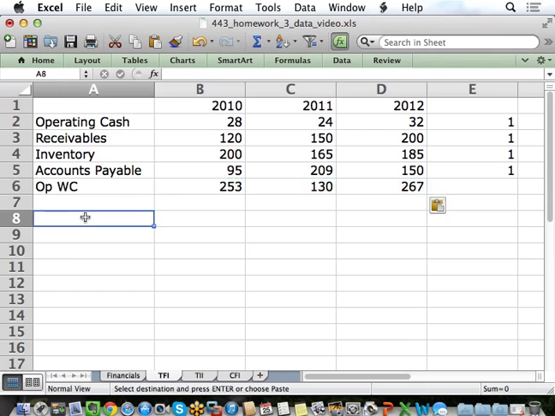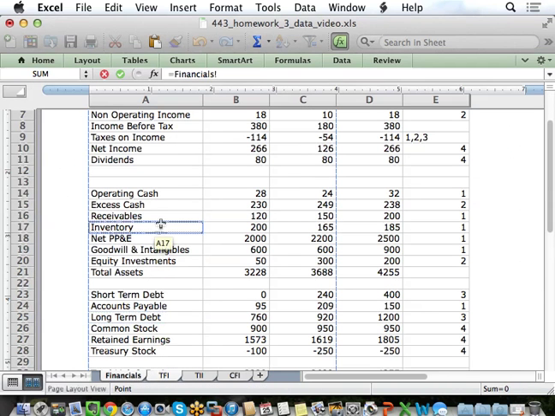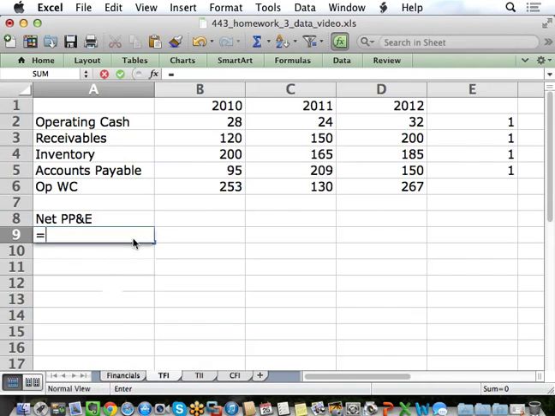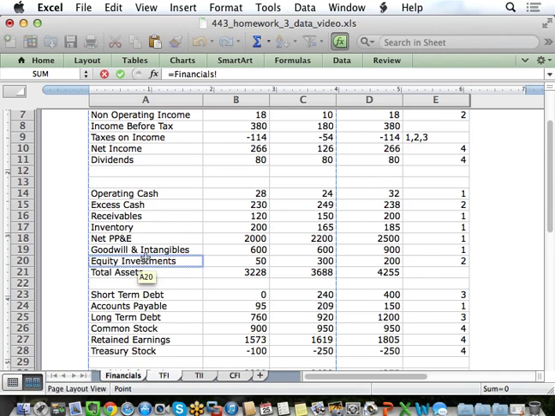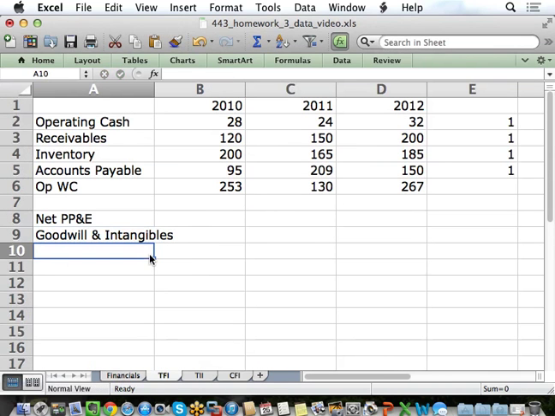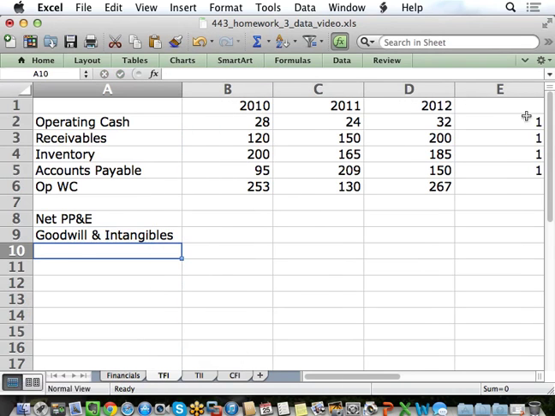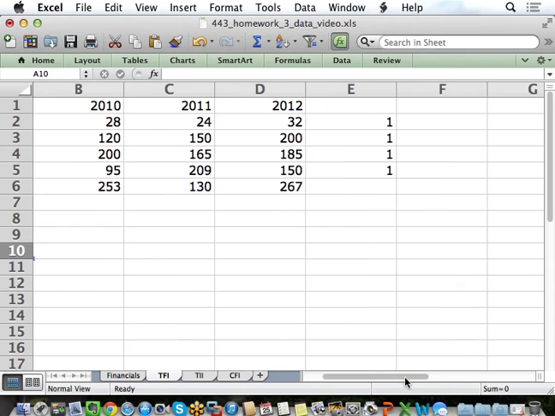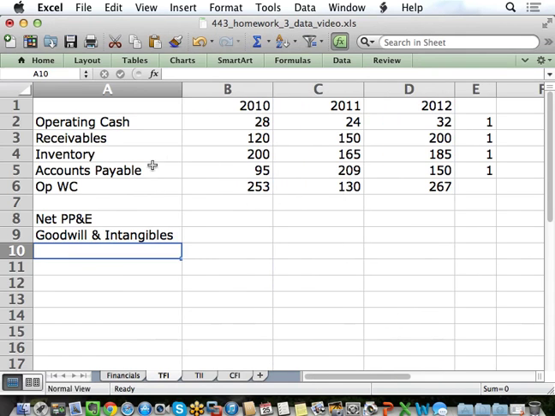And I'm going to add that to my long-term ones. In this case, my long-term ones would be net PP&E and goodwill and intangibles. Now, if I had any long-term liability ones, I would have to net those. Just as I added in the assets and subtracted out the liabilities to calculate working capital, if I have a liability one that's longer term, I would have to net that out as well. And that will be the case on your next assignment.